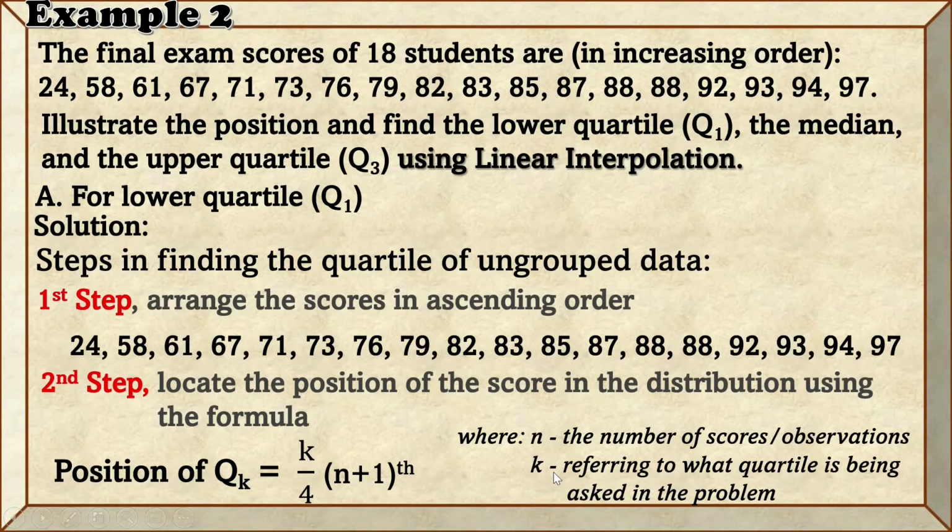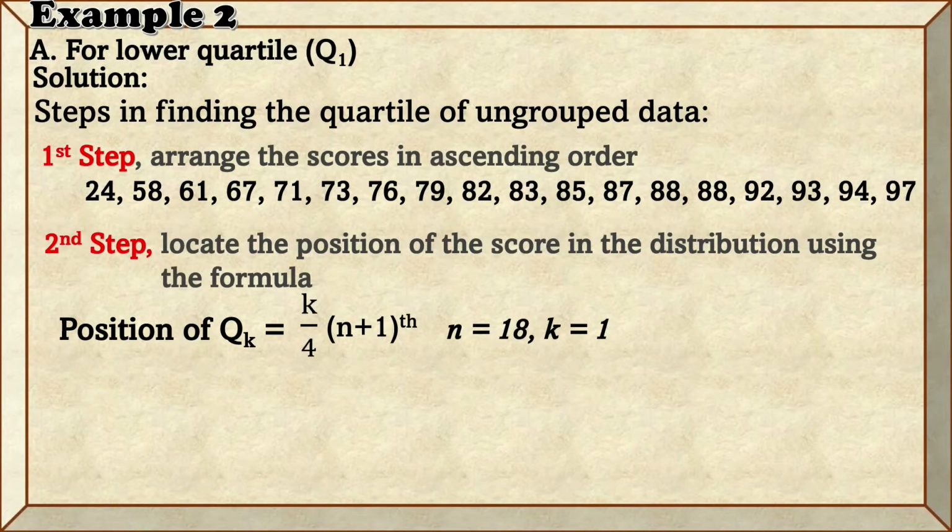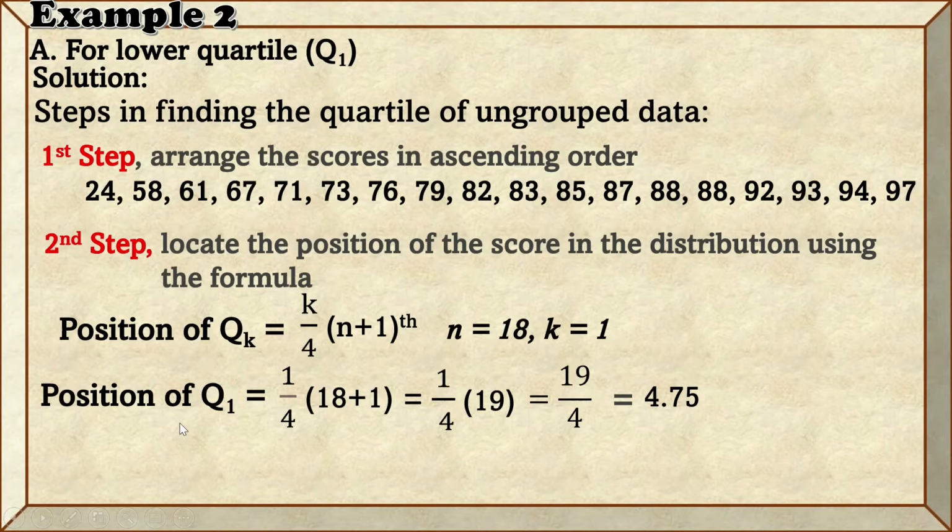Where n is the number of scores or observations, and k referring to what quartile is being asked in the problem. So our n is 18 because we have the 18 scores here, and k is 1 because we are looking for the first quartile. So we are going to substitute the value of n and k. So we have the position of first quartile is 1/4 times 18 plus 1. So our k here is 1 and the n is 18.